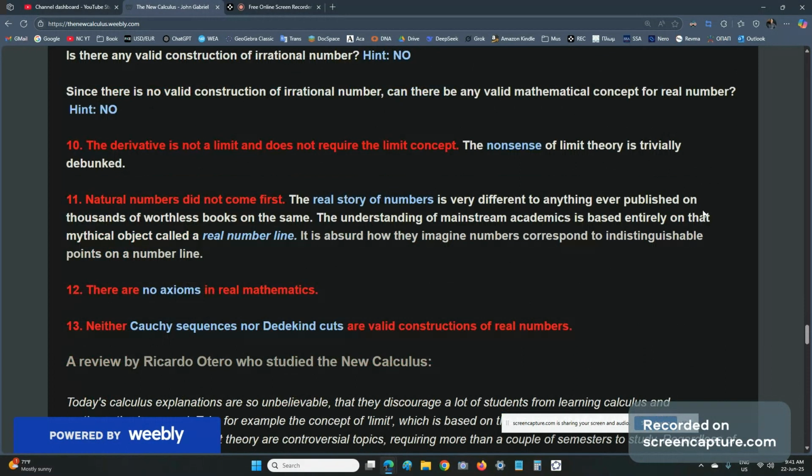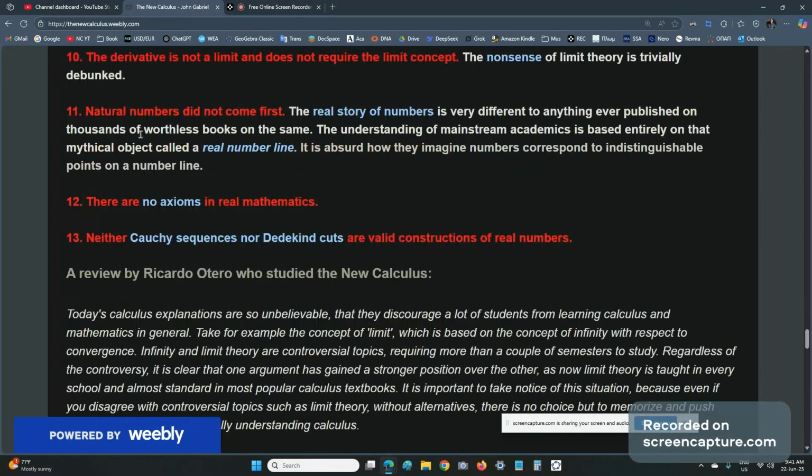Okay. So the derivative itself is not a limit and does not require the limit concept. That's fallacy number 10. And then 11, of course, the fallacy that natural numbers came first. They didn't. Ratios of line segments came long before natural numbers in the valid systematic derivation of numbers. And number 12 concerns one of the biggest fallacies in mathematics.